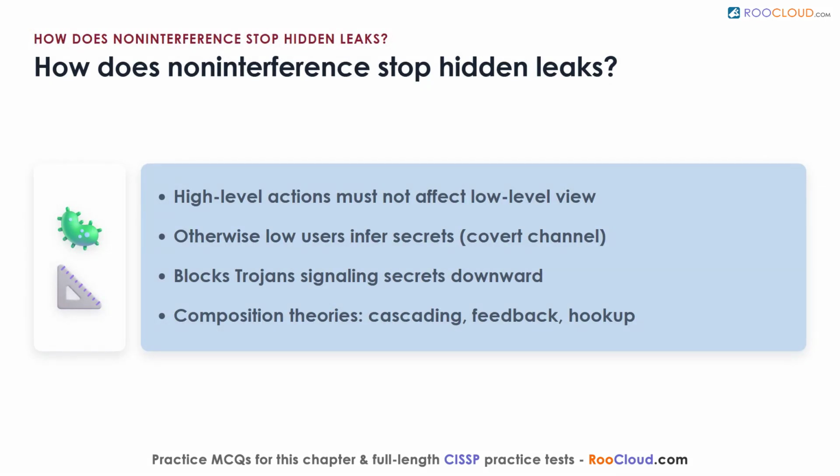By forbidding that interference, the model also blocks a class of malicious programs, like a Trojan horse trying to signal secrets downward. On a related note, composition theories describe how systems chain together. Whether one feeds the next, they feed each other back and forth, or one also leaks its input to an outside party. Think of soundproofing between floors, so the meeting upstairs never leaks a word to the lobby below.